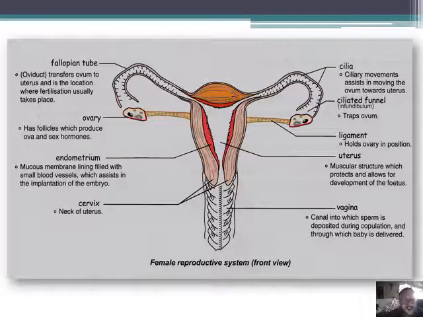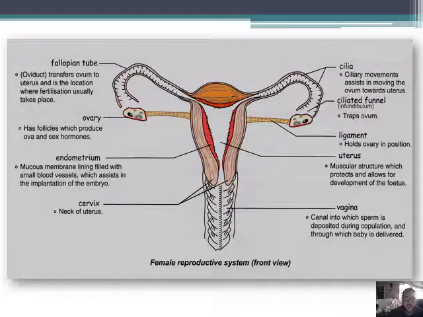Then we have the fallopian tube in the top left-hand side, also known as the oviduct, and some examiners actually use the word oviduct. So please make sure you know the fallopian tube is the same as an oviduct. This transfers the ovum to the uterus and is the location where fertilization usually takes place. They love asking where fertilization takes place, so please make sure you know it's in the fallopian tube. Then we have the ovary. It has follicles which produce ova and sex hormones.